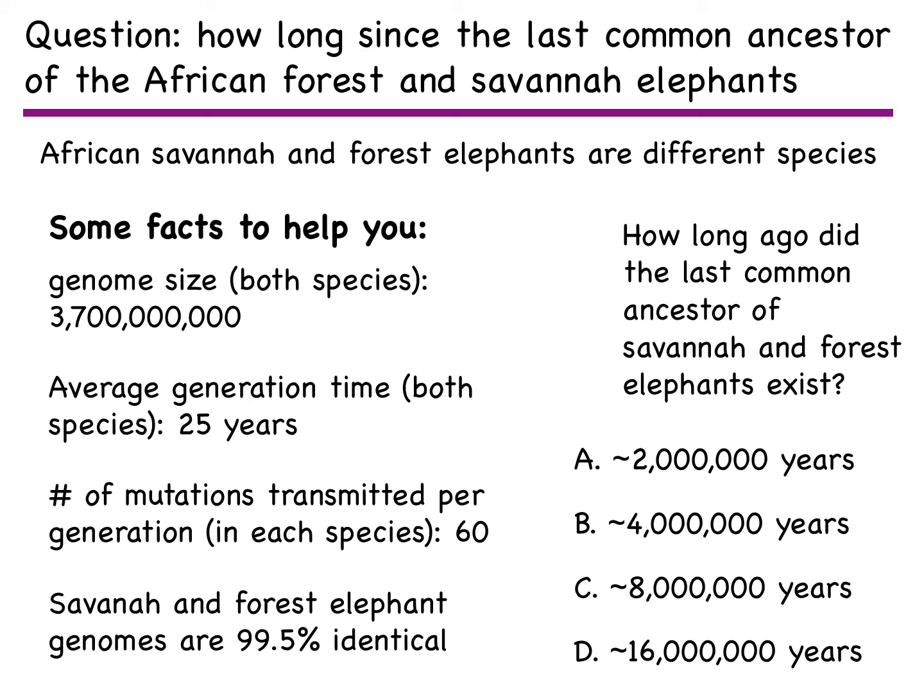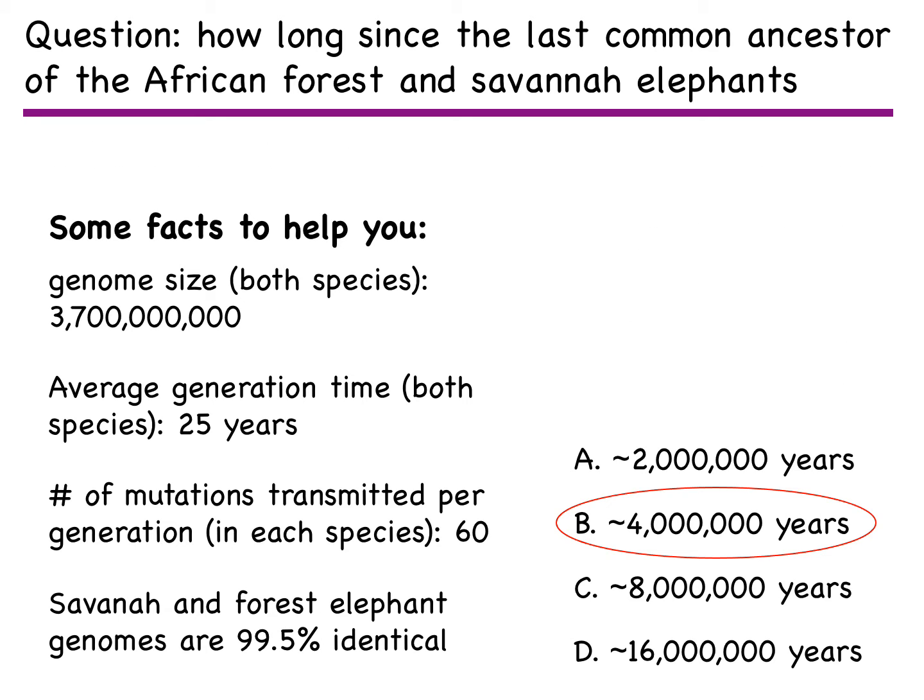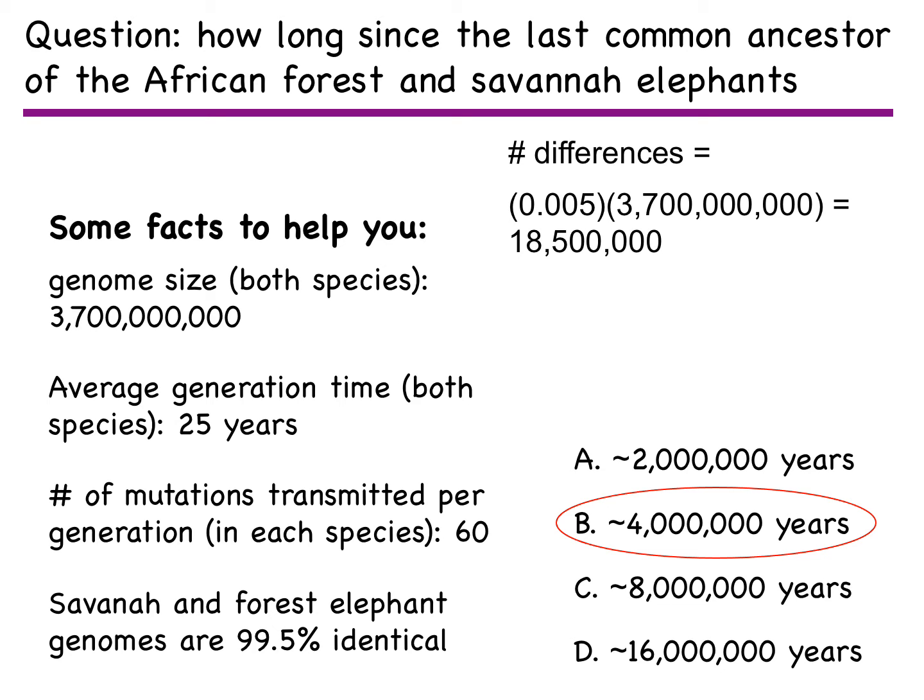Okay, hopefully you got the answer as about 4 million years. Just to quickly walk you through the numbers, the number of differences is equal to just 0.5% different, right? So I'm going to do these calculations. The number of differences in these two elephant species is 0.005 times the size of the genome. So it's about 18.5 million differences between the two of them.